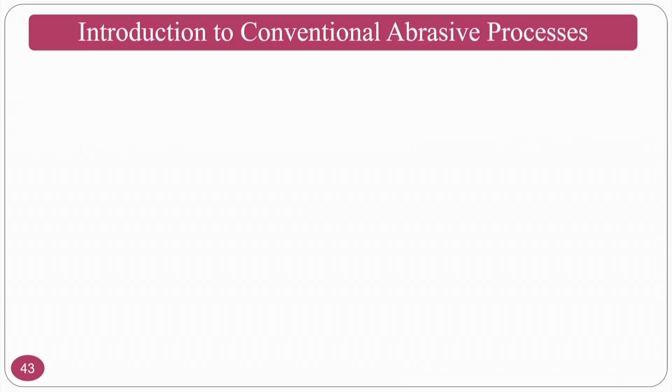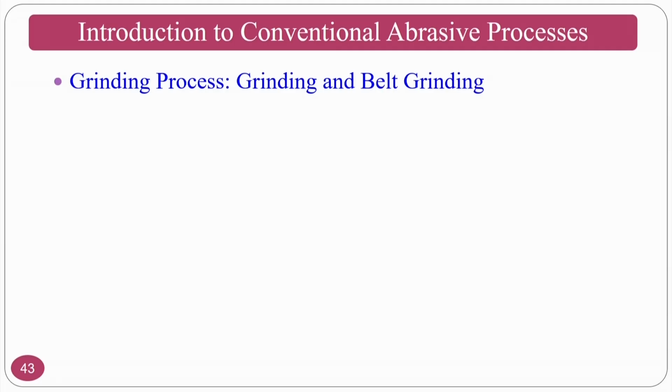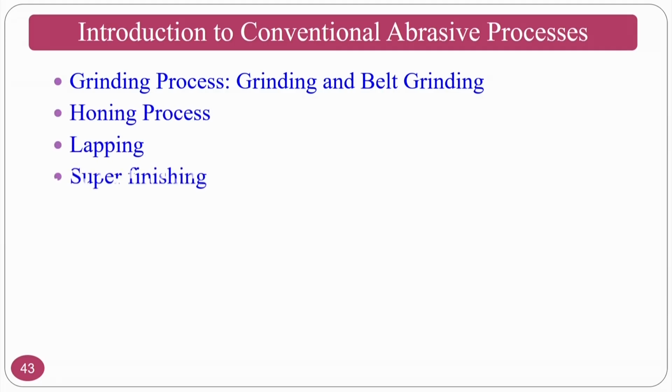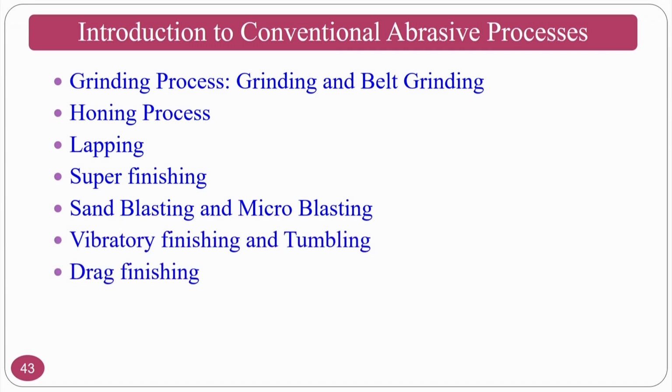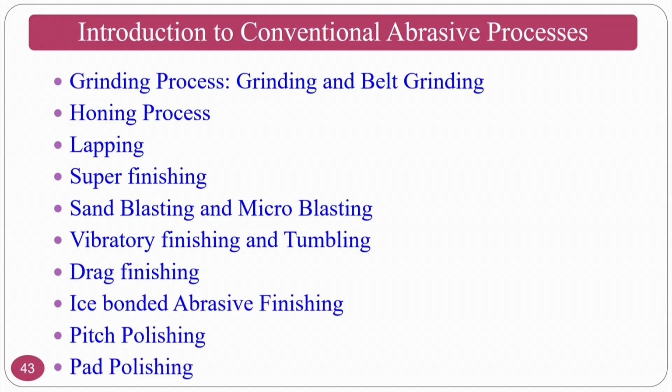In summary, the conventional abrasive processes I have taught you are grinding, belt grinding, honing process, lapping process, super finishing process, sand blasting and micro blasting processes, vibratory finishing and tumbling process, then drag finishing process, ice bonded abrasive finishing process, pitch polishing and pad polishing. These are the things that I have taught you in the conventional abrasive processes.